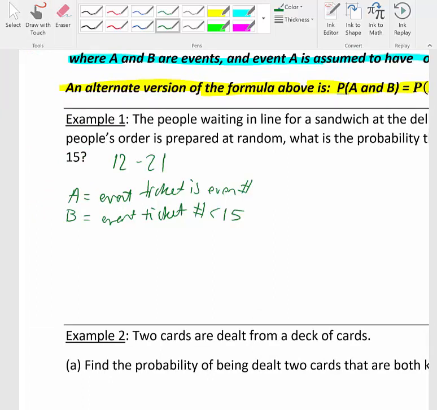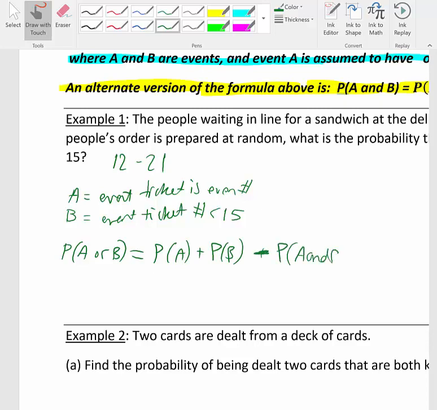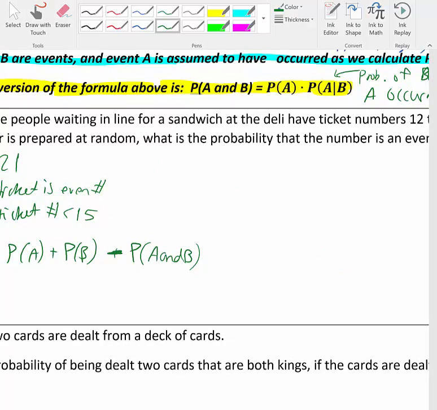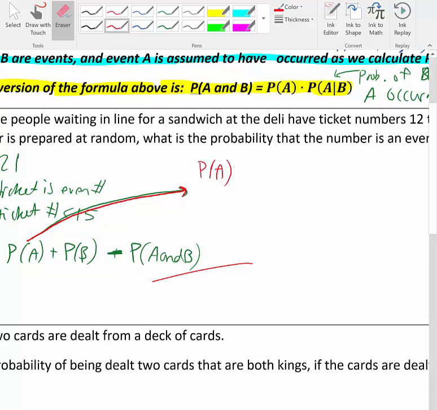Well, since it's an OR probability, we're going to need that formula. The probability of A or B is the probability of each of them added together, and then minus the probability of them both happening at the same time. So we'll have to calculate each of those separately. Let's see, maybe off to the side. What is the probability of A? Well, remember, A is the event that the ticket number is even. So it's going to be the number of ways you can get an even number over the total number of outcomes.